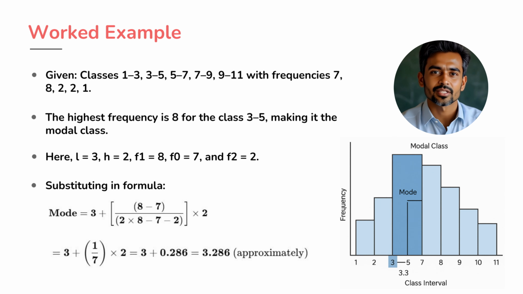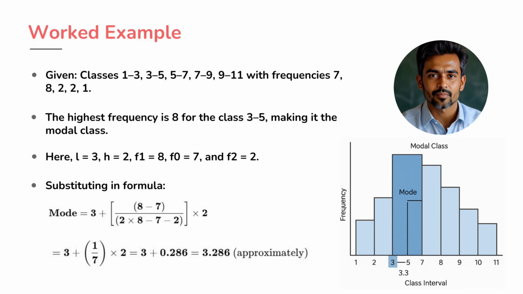Alright, example time. Suppose a survey shows the number of members in different families. Classes are 1 to 3, 3 to 5, 5 to 7, 7 to 9, 9 to 11. Their frequencies are 7, 8, 2, 2, and 1 respectively. Look at those numbers. The class 3 to 5 has the highest frequency, 8. So that's our modal class. Now let's assign the symbols. L equals 3, h equals 2, f1 equals 8, f0 equals 7, and f2 equals 2.